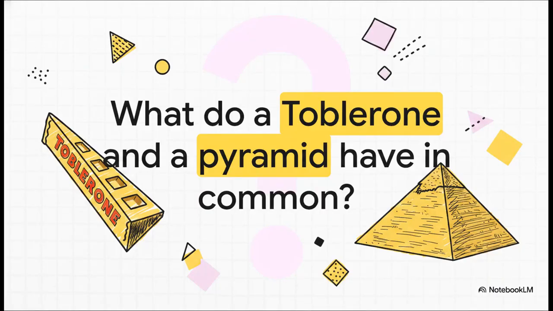So let's kick things off with a little puzzle for you. What on earth does a Toblerone bar have in common with one of the great pyramids of Egypt? I mean, they're both famous 3D shapes for sure, but one is a prism and one is a pyramid. By the time we're done here, you'll know exactly which is which, and more importantly, why.